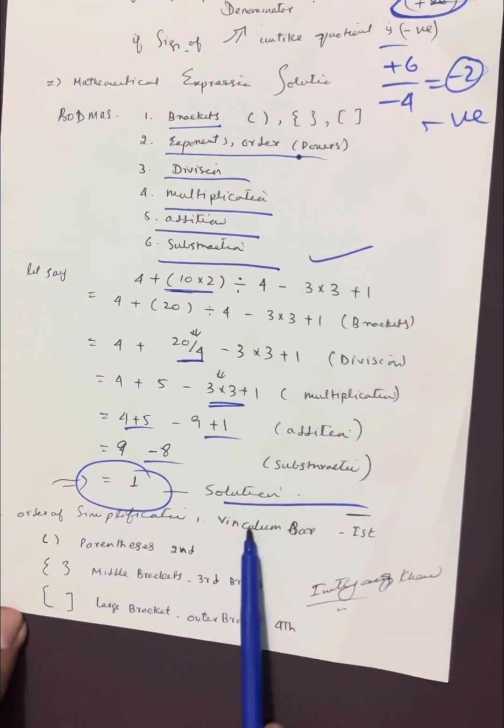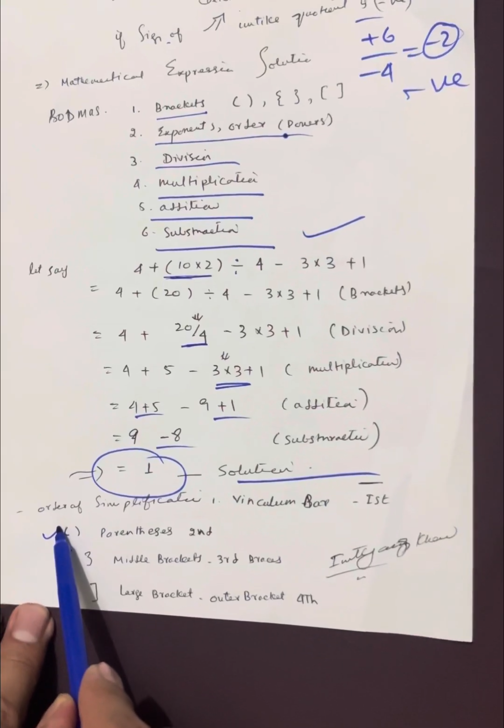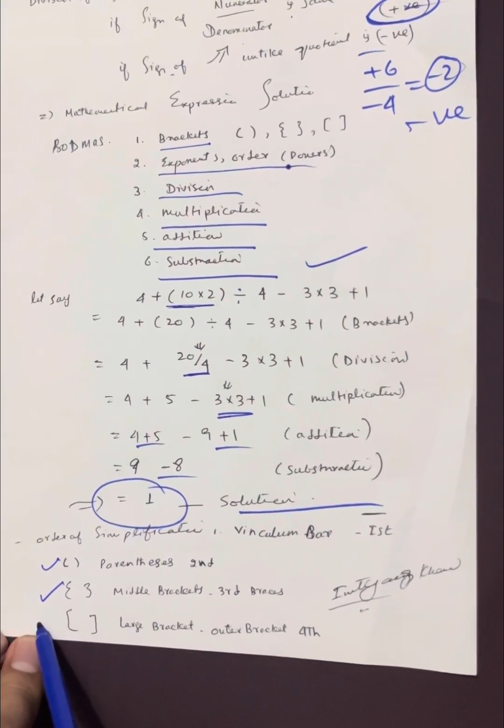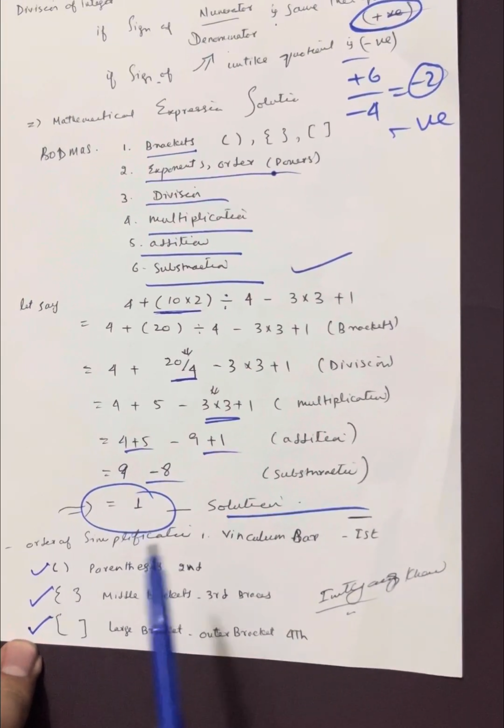So the order of simplification: first we solve the small bracket, then the curly or medium bracket, and then the large bracket.